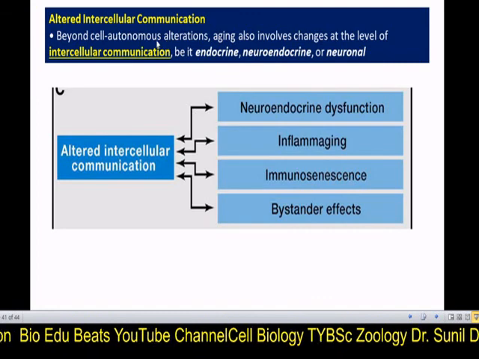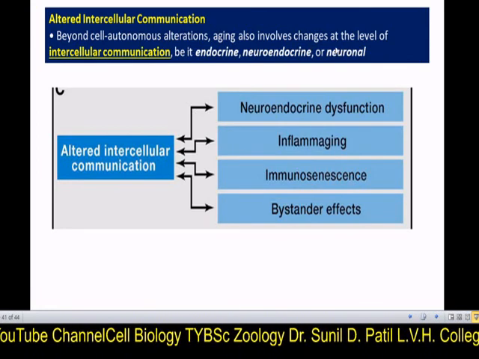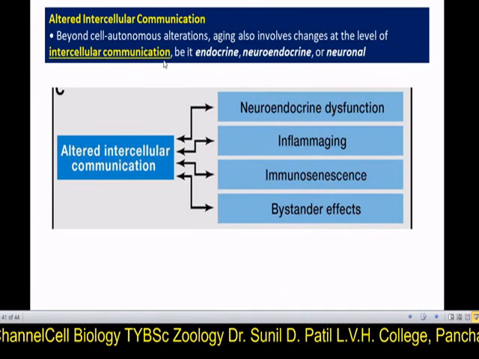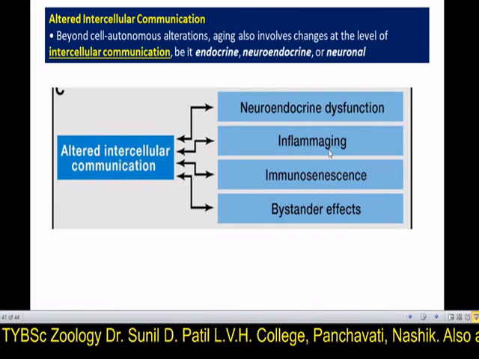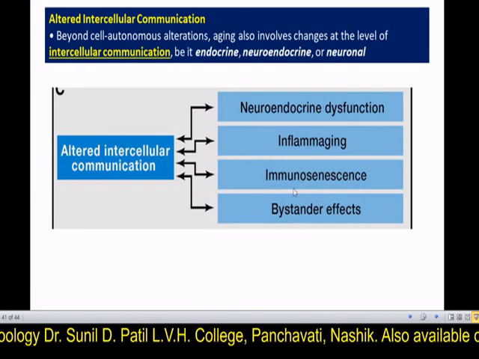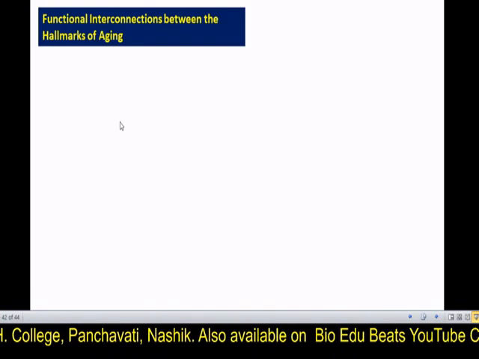Altered intercellular communication. Beyond cell autonomous alterations, aging involves changes at the level of intercellular communication. It results in neuroendocrine dysfunction, inflammation, immunosenescence, and bystander effects.